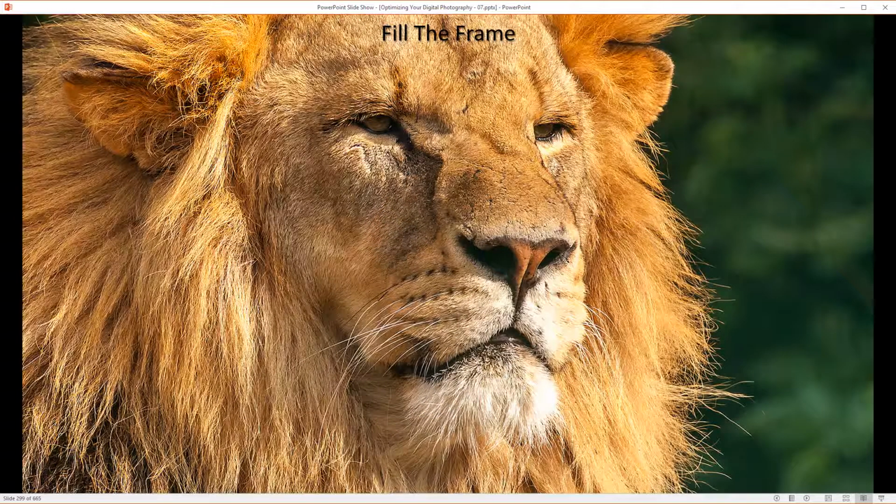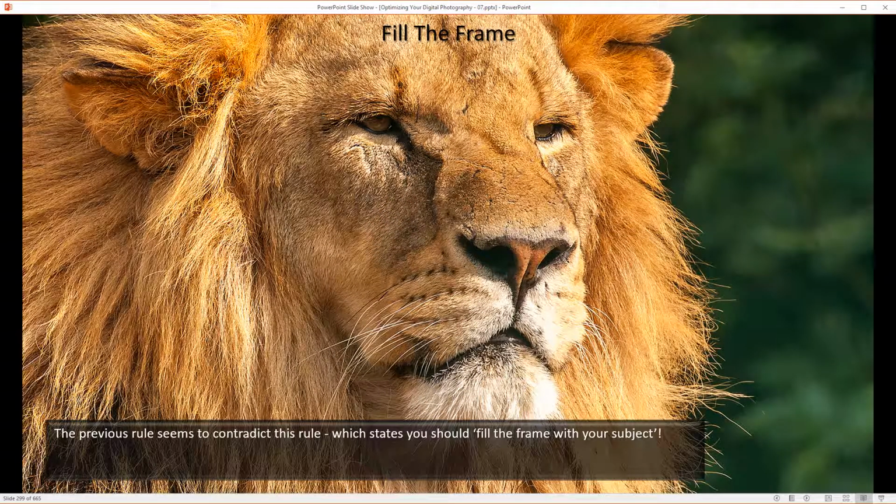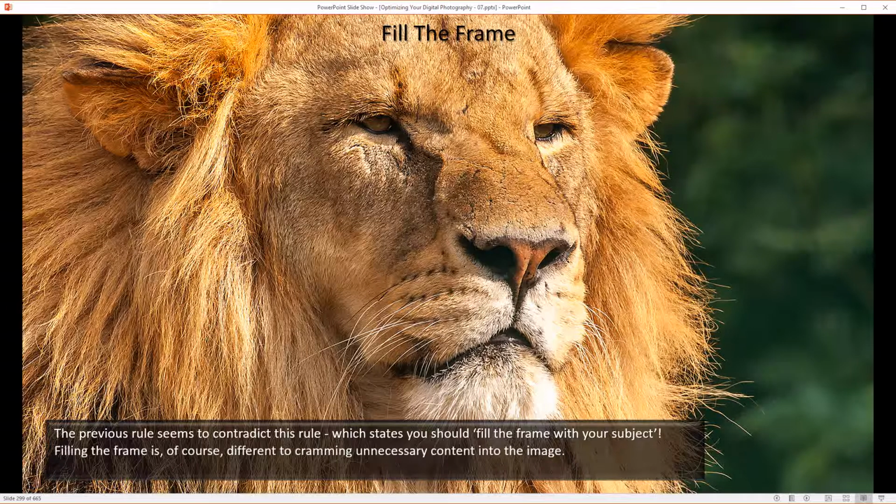Fill the frame. So the previous rule seems to contradict this rule. There's quite a lot of contradictions in these, but which states you should fill the frame with your subject. But of course, filling the frame is different to cramming unnecessary content into the image. So the fill the frame rule simply removes distracting extraneous elements.